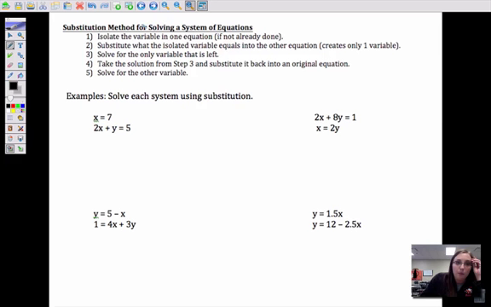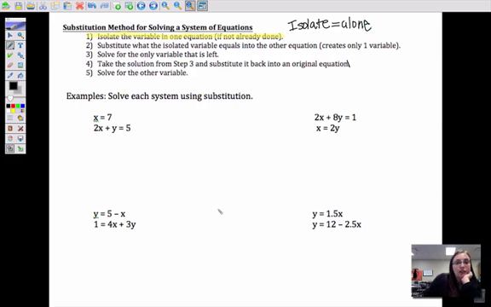So, substitution method for solving a system of equations, step 1 is to isolate the variable in one equation if it's not already done. Think about the word isolate. If I'm going into isolation as a person, if I'm isolated, I'm by myself, okay? So you're going to get one of the variables alone if it's not already done.